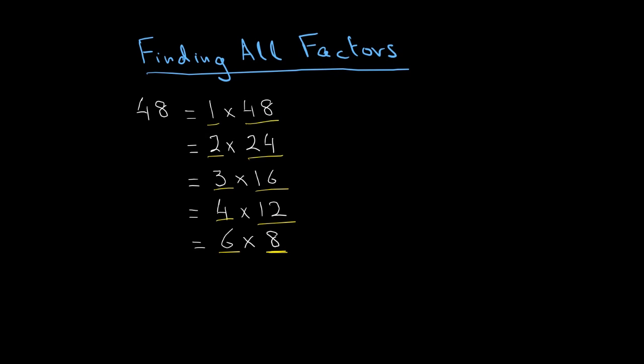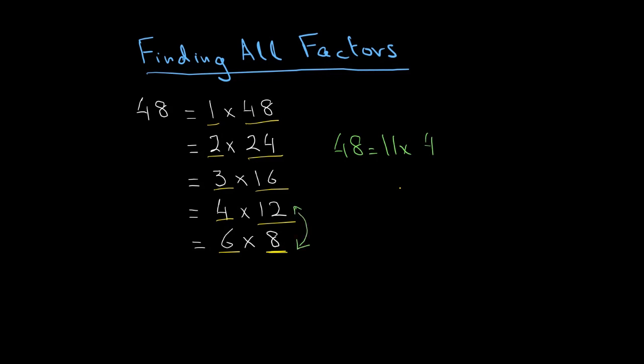And just to repeat, the reason why I did not check whether 10 is a factor of 48 or 11 is a factor of 48. Why didn't I check if 11 is a factor of 48? The reason is that I know that if 48 were equal to 11 times something, well, I know that 11 is between 8 and 12.